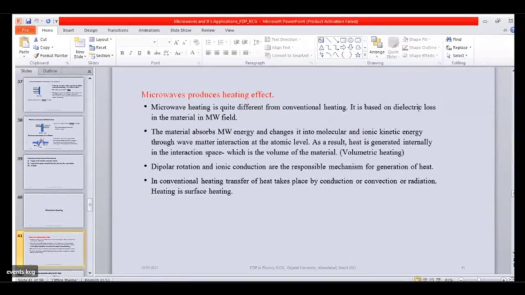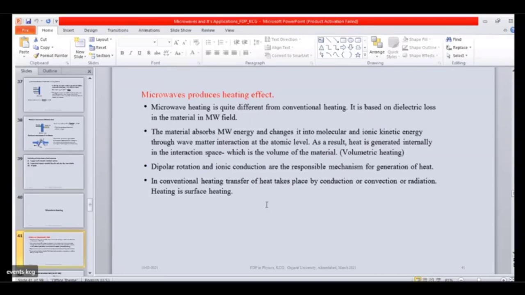It is based on the dielectric loss in the material in a microwave field. The material absorbs microwave energy and changes it into molecular and ionic kinetic energy through wave-matter interaction at the atomic level. As a result, heat is generated internally in the interaction space, which is the volume of the material. Right? So, meaning here is that microwaves produce volumetric heating. That means it heats the material from inside.